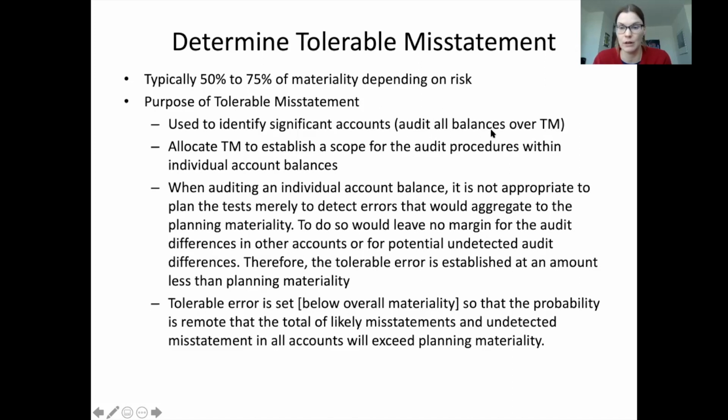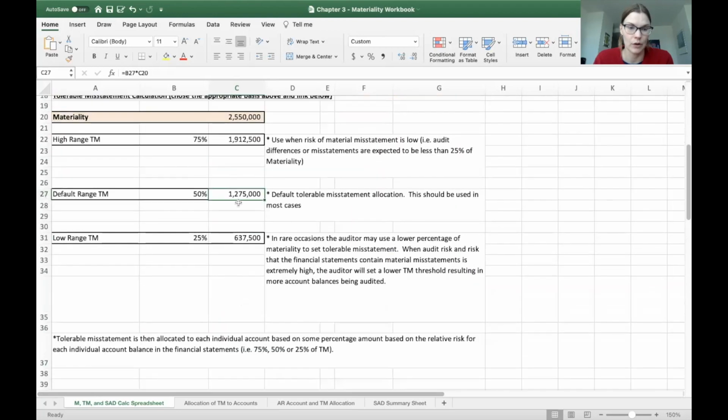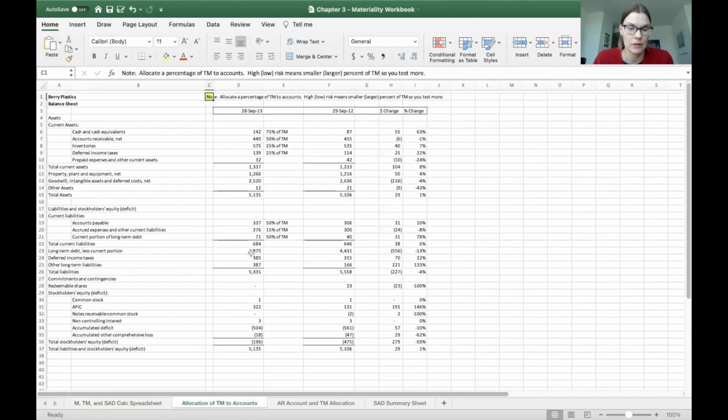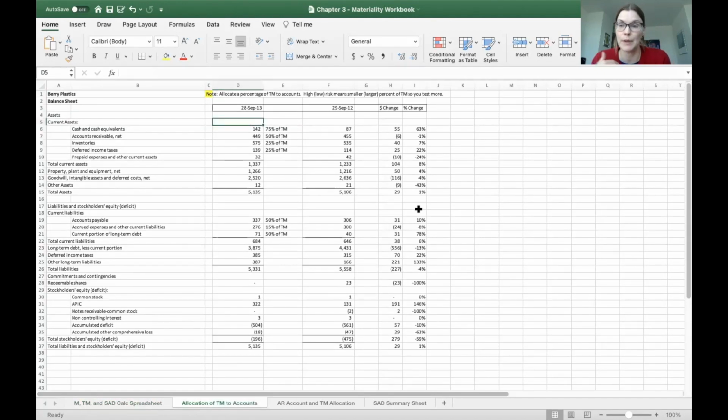And we want to audit all balances over TM. So let's talk about what that means in the context of our new example. If I want to audit all accounts over 1.275 million, what I need to do is look over here at the company's balance sheet, and this is how I'm going to determine my significant accounts. So every account, and these are listed in millions, every account over my 1.275 is going to be a significant account.